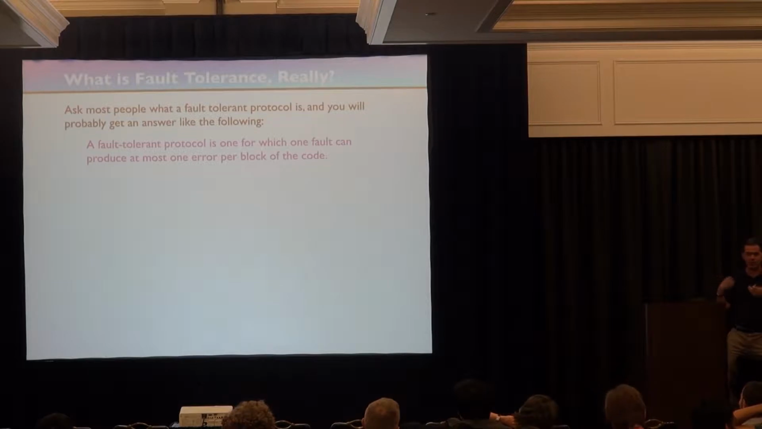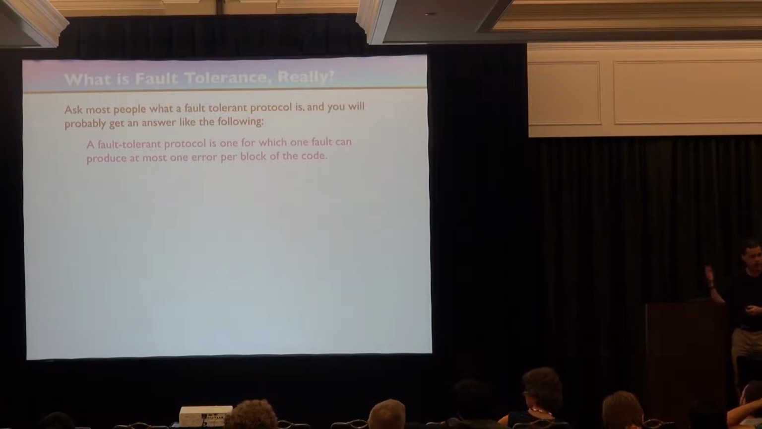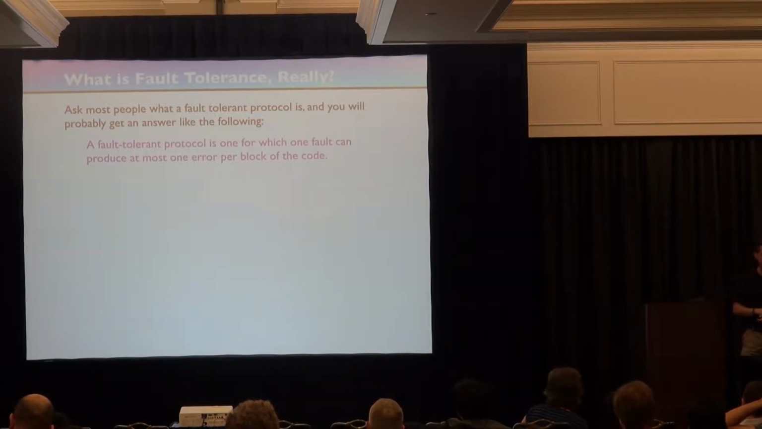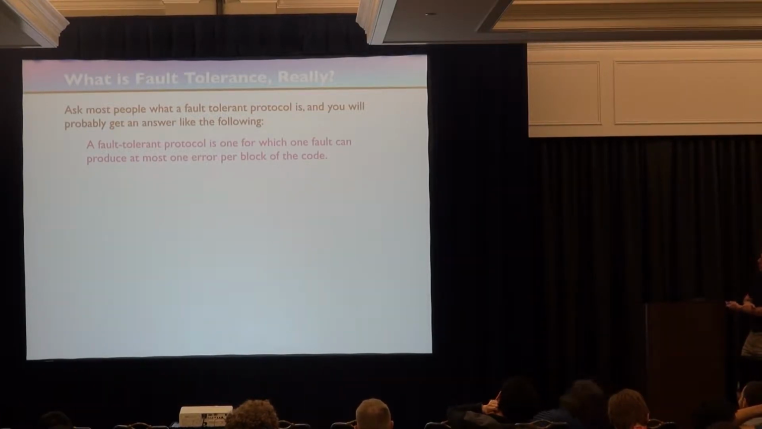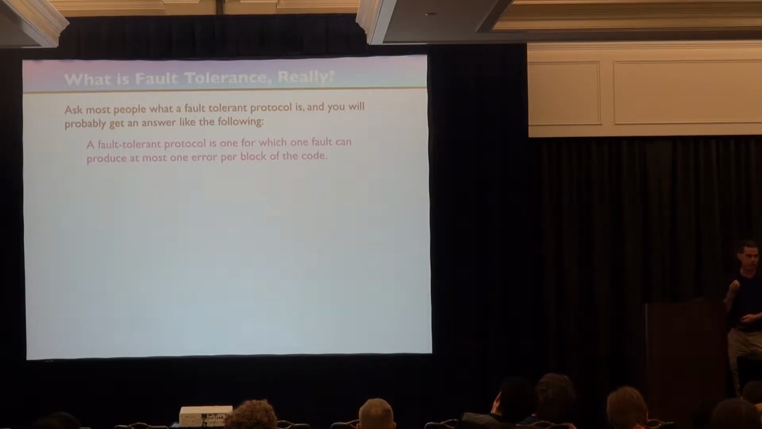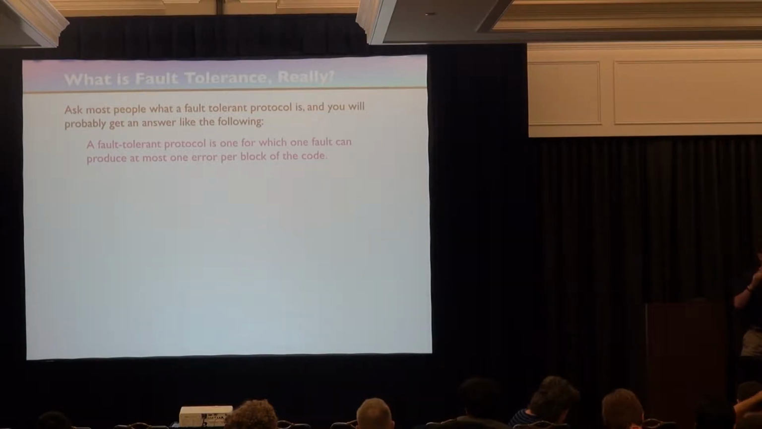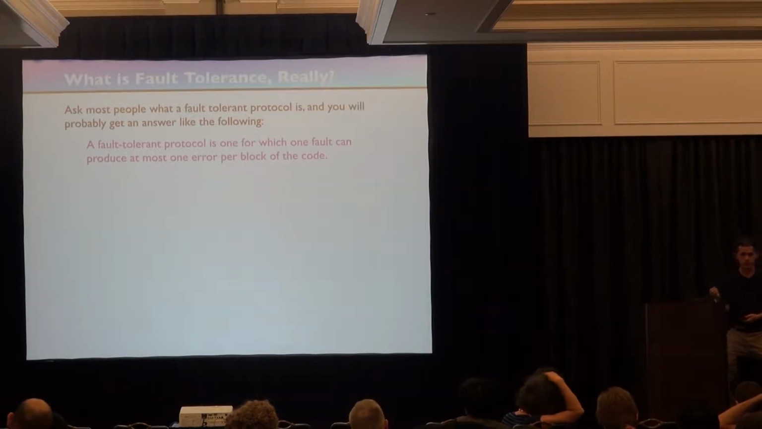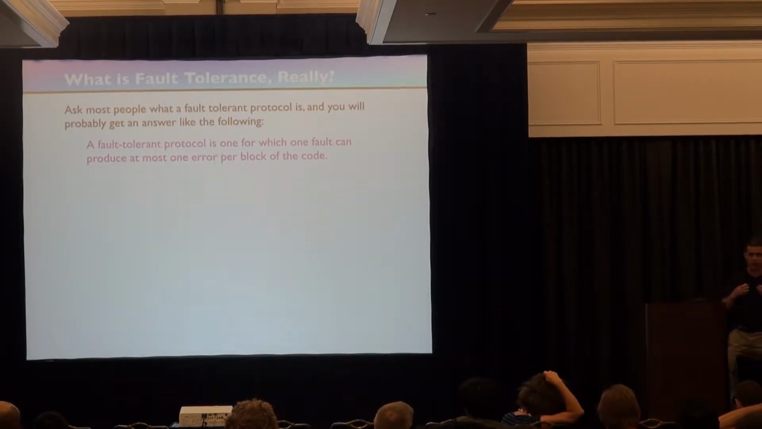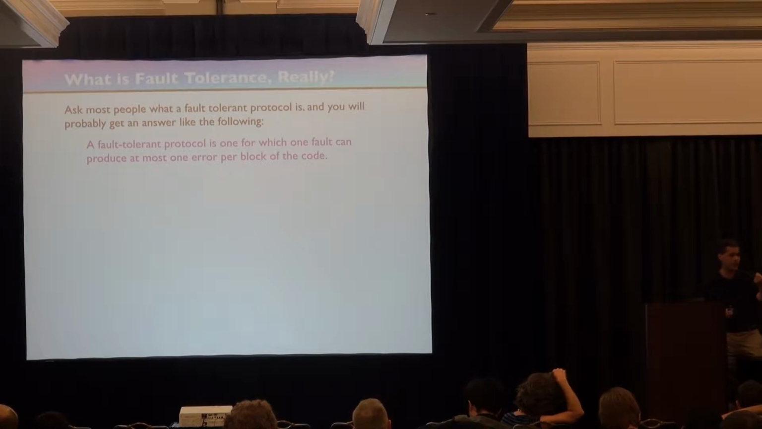But if you ask somebody who actually kind of knows what fault tolerance is, and in particular quantum fault tolerance, you'll probably get an answer a lot like this, as you saw just a few minutes ago when Leonid asked Ted what he means by fault tolerance. Something like this: a fault-tolerant protocol is one for which a single fault in the circuit, remember that's a single, say, gate going wrong, can only produce one error per block of the code. So the idea here is that errors cannot spread too badly. One thing goes wrong, that doesn't happen very often, but when it does happen, we only want it to cause one qubit to go wrong.